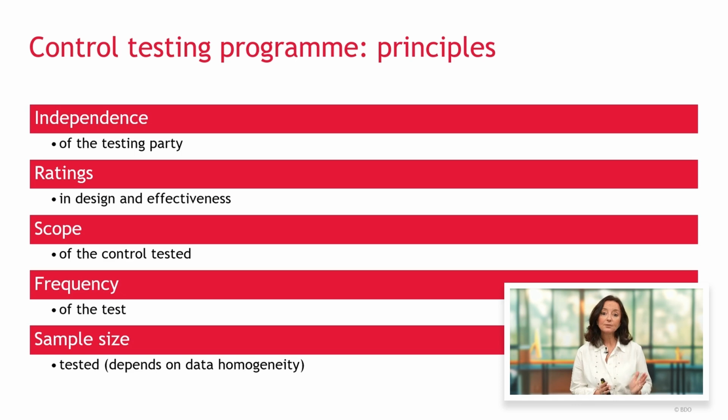The frequency of testing will depend, of course, on the nature and the criticality of the control. If it's an automated control, you test it a lot less often than if it's a manual control. And finally, the sample size. What is the sample you use for the transactions, for instance, the control transactions that need to be tested? That really depends also on homogeneity. If it's the same program for all transactions, you can use a very small sample because the data are very homogeneous.